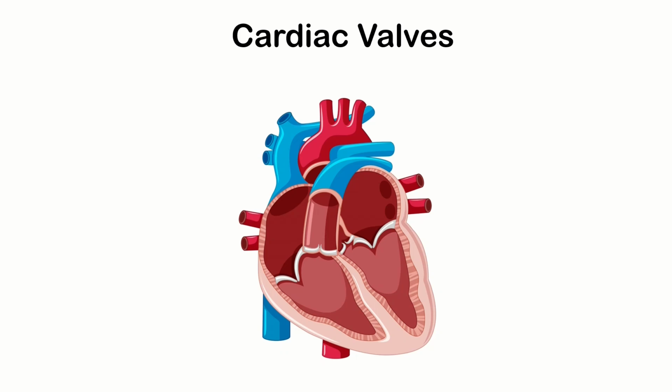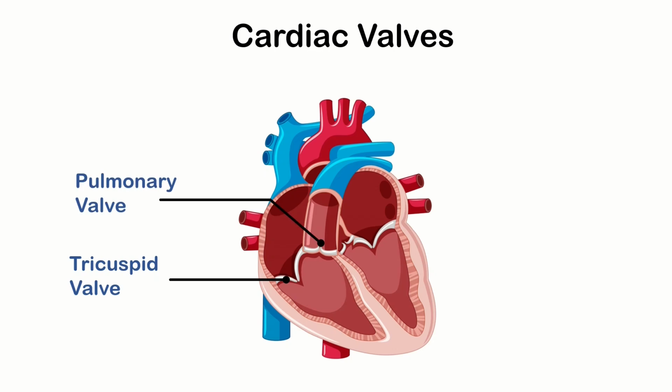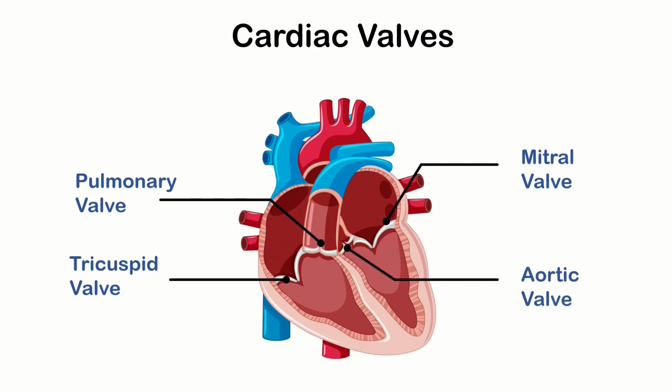From the right atrium to the right ventricle there is the tricuspid valve. From the right ventricle to the main pulmonary trunk there is the pulmonary valve. And from the left atrium to the left ventricle, there is the mitral valve, which is also known as the bicuspid valve. And from the left ventricle to the aorta, there is the aortic valve. The tricuspid valve has 3 cusps, and the mitral valve has only 2 cusps. Both pulmonary and aortic valves are made of 3 cusps, and they are also known as semilunar valves.